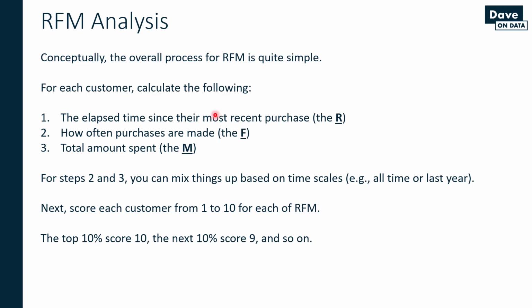So once you've calculated these things, you then need to score them. So for each customer, you score 1 to 10 for each of the R, the F, or the M.